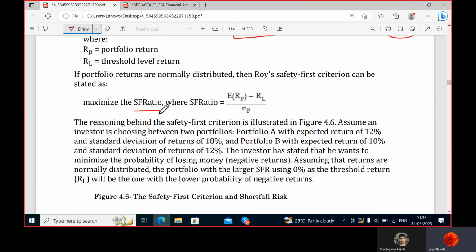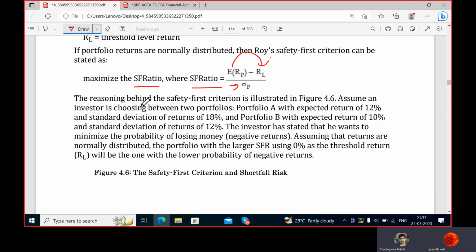So maximize the SFR ratio, where the SFR ratio is the expected return from the portfolio minus the threshold return, divided by the standard deviation of the portfolio. So if this ratio is more, the probability of you getting a portfolio return less than the threshold level will be less. Correct? Yes, I heard you. You want a higher ratio. You want a higher Roy's safety first ratio. Correct? Now, the reasoning behind the safety first criterion is illustrated in example 4.